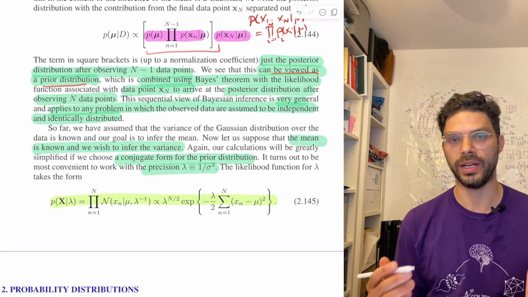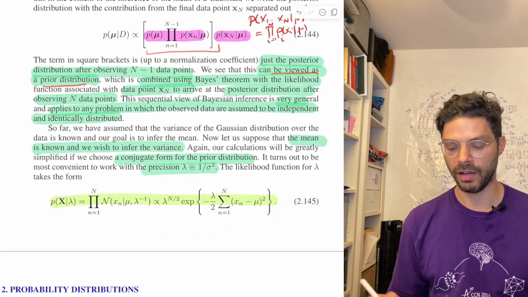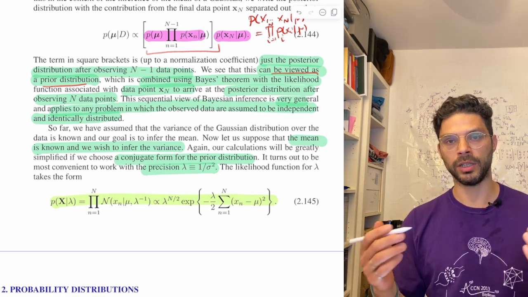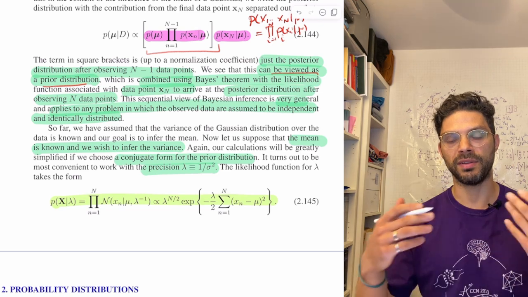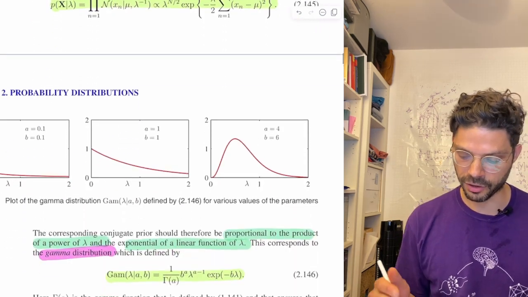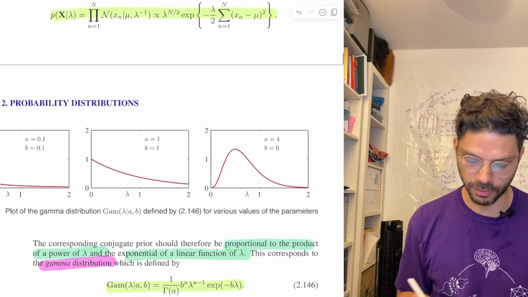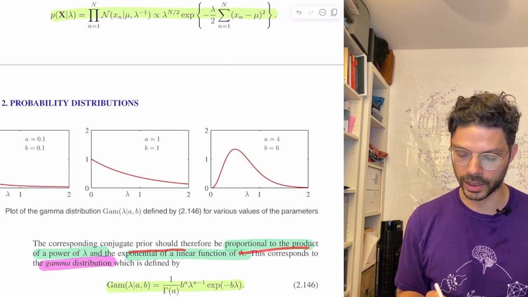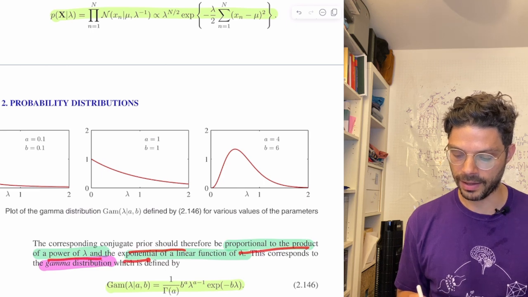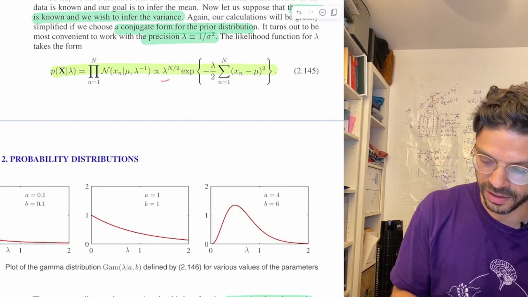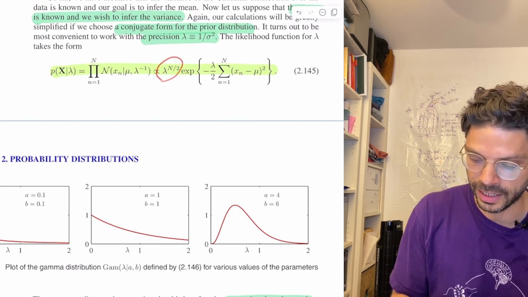So now we say, well, we want our prior to be, if a prior looks like this as well, its prior is going to be a function of lambda. Then when we multiply things together, the posterior will look just like that. And so that just leads us to the gamma distribution. So it says the corresponding conjugate prior should therefore be proportional to the product of a power of lambda and the exponential of a linear function of lambda. So as you can probably see, this is the power of lambda and then a linear function of lambda.